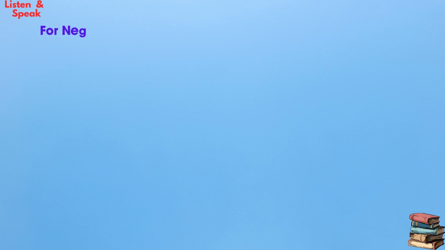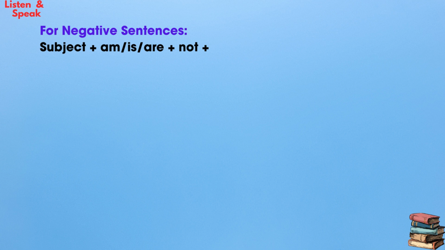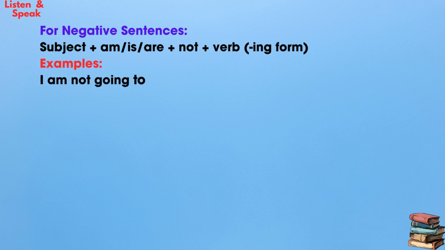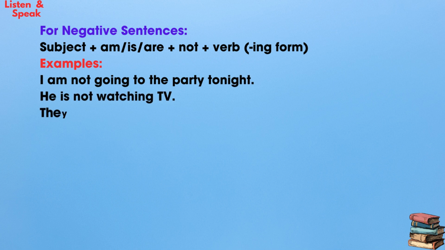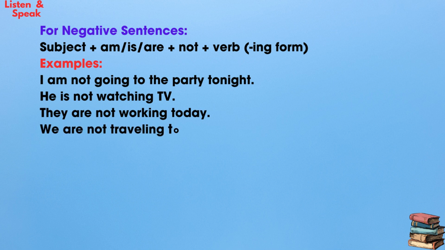For negative sentences: subject plus am/is/are not plus verb, ing form. Examples: I am not going to the party tonight. He is not watching TV. They are not working today. We are not traveling tomorrow.